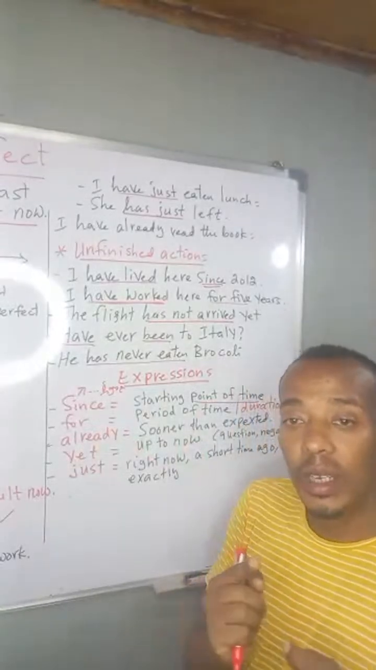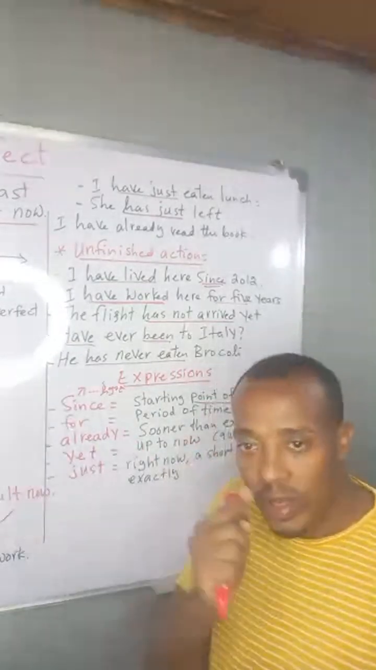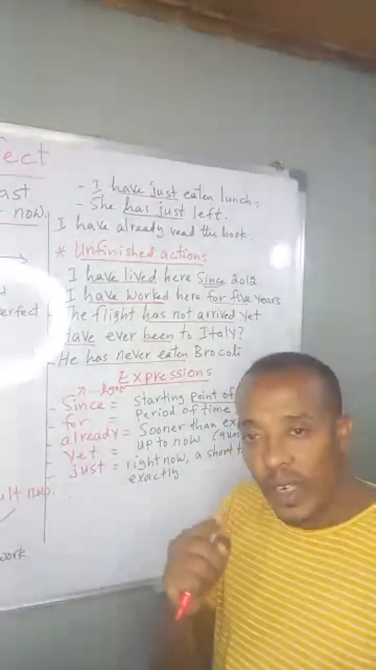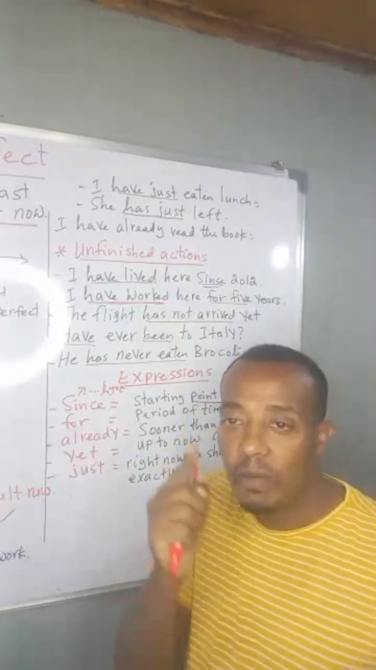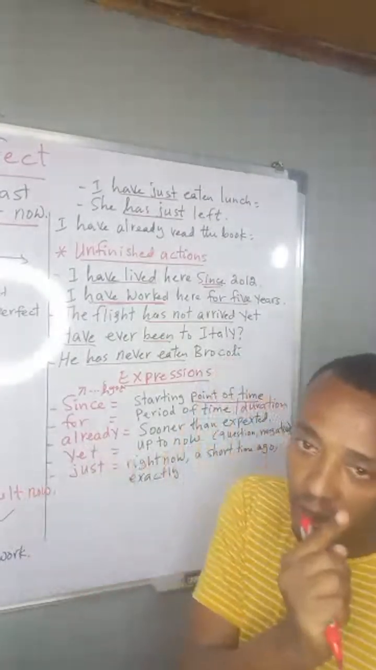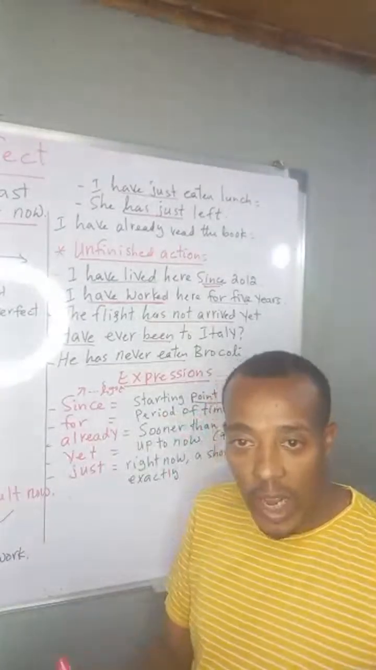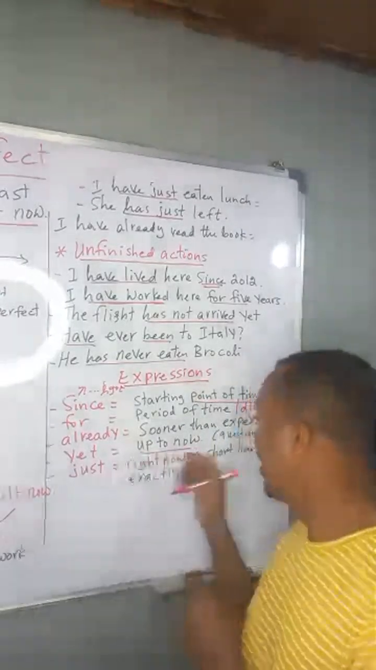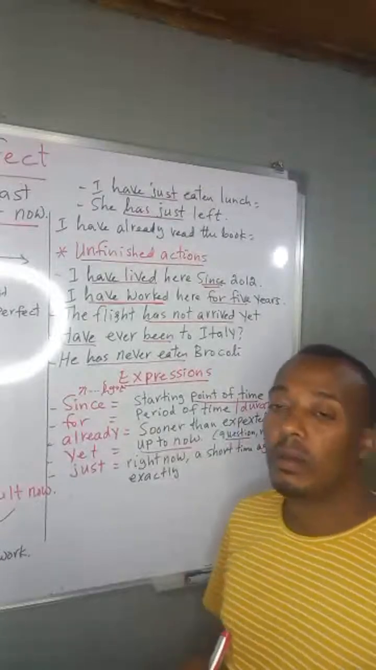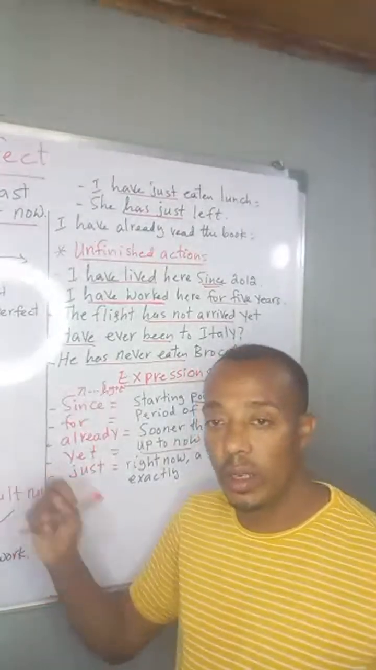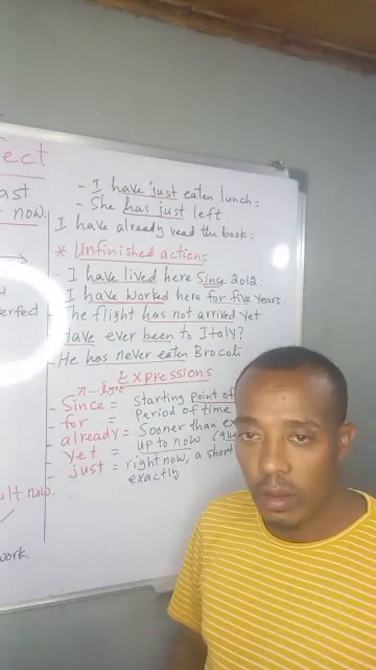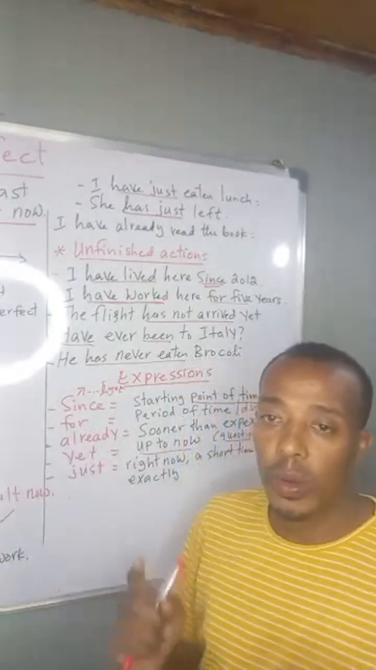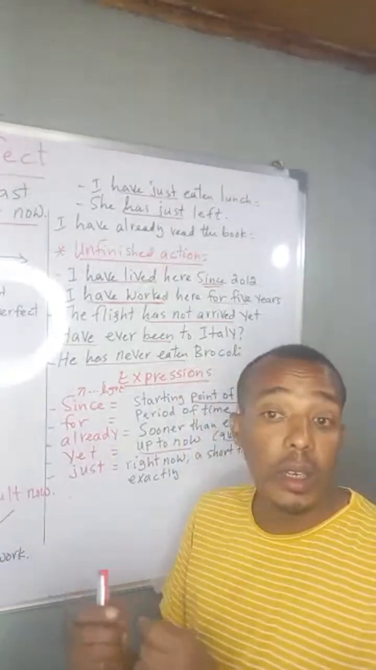Yet means something that happened up to now or till now. She hasn't finished her homework yet, which means she didn't finish up to now. Up to this time. We use yet in a negative and question form. Haven't you finished your homework yet?